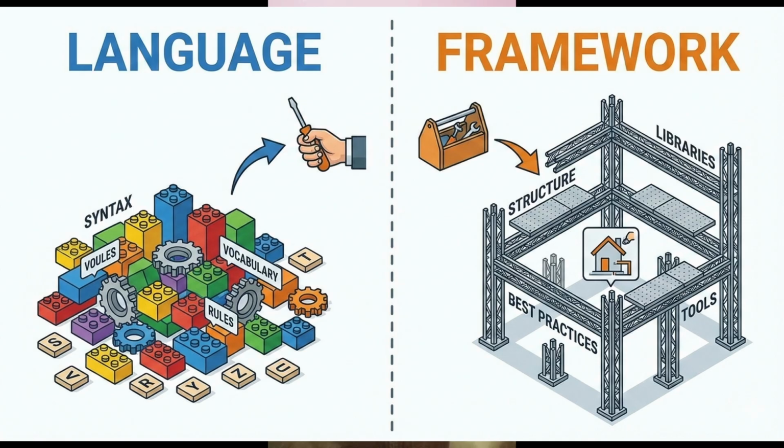A language is a raw tool that is used to code a program. It uses different rules and syntax to write code. On the other hand, a framework is a way to provide structure to the language. It organizes the code and helps us navigate through it in a better manner.